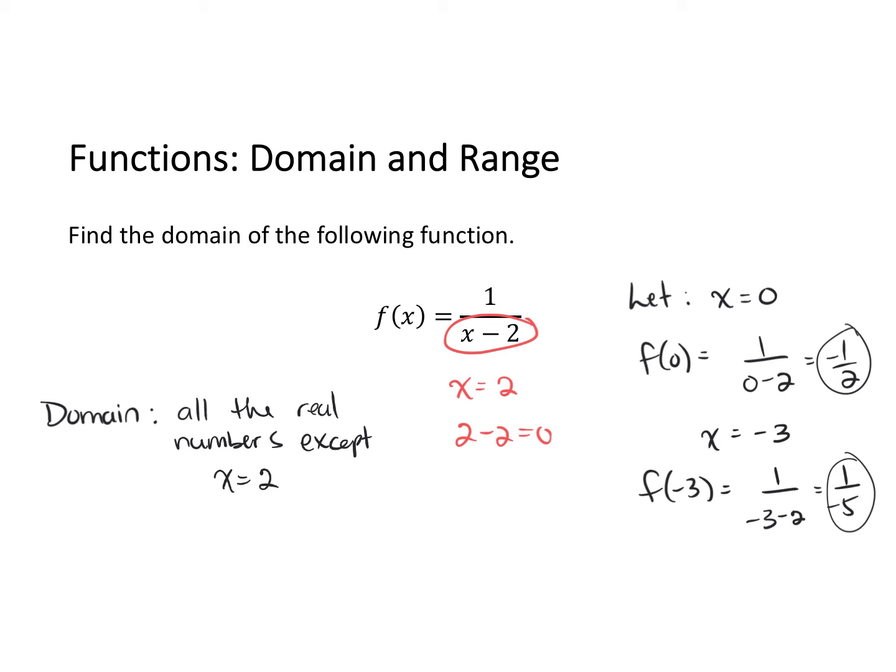So another way to write this, all the real numbers except for x equals 2, is to just simply say the domain is all the real numbers except for 2. Okay? Now let's talk about the range.